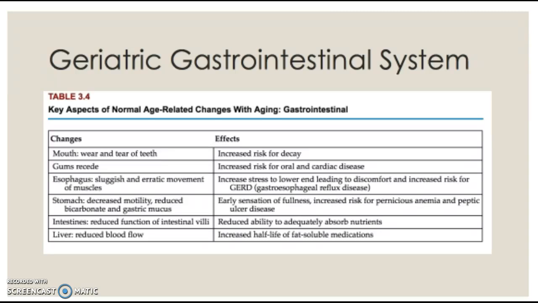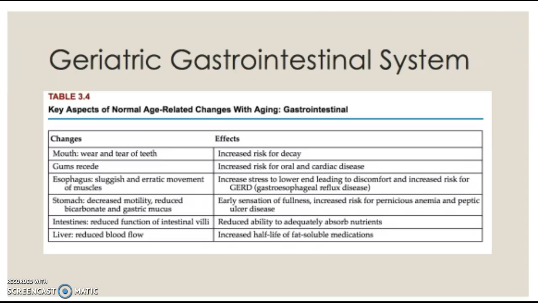It also talks further on the esophagus, where it talks about the sluggish and erratic movement of muscles. This can lead to GERD, gastroesophageal reflux disease, which is a common issue rising in the geriatric population. It also talks further about the stomach and the decreased motility and the reduction of the gastric mucus, which ultimately causes ulcers in the stomach.